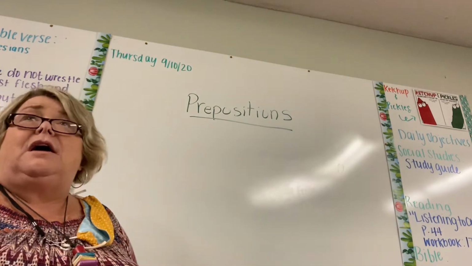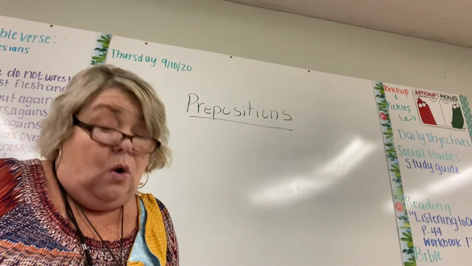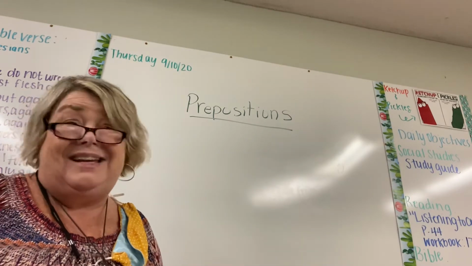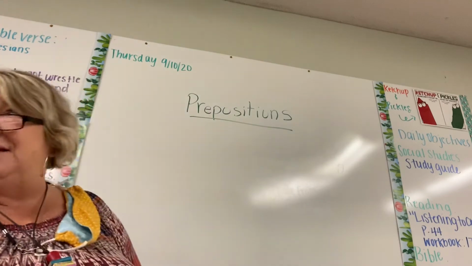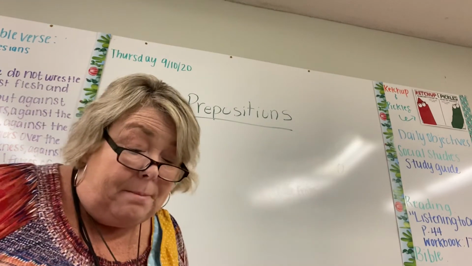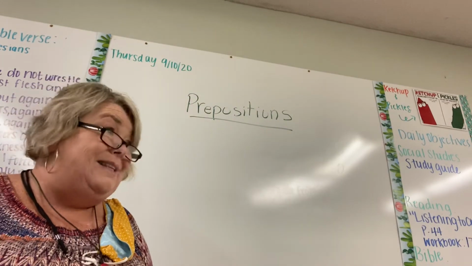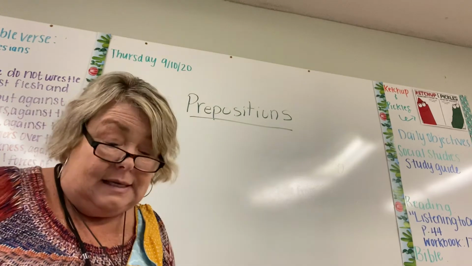Prepositions always come before a noun or a pronoun. Prepositional phrases can appear just about anywhere in a sentence. It's not like it's always going to be at the beginning or always going to be at the end. And there can be multiple prepositional phrases and prepositions in one sentence. You may see a lot of these words in a sentence.